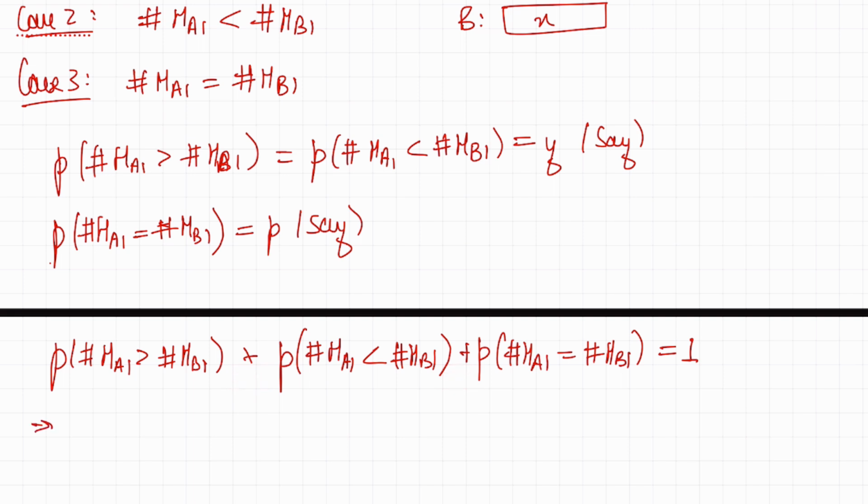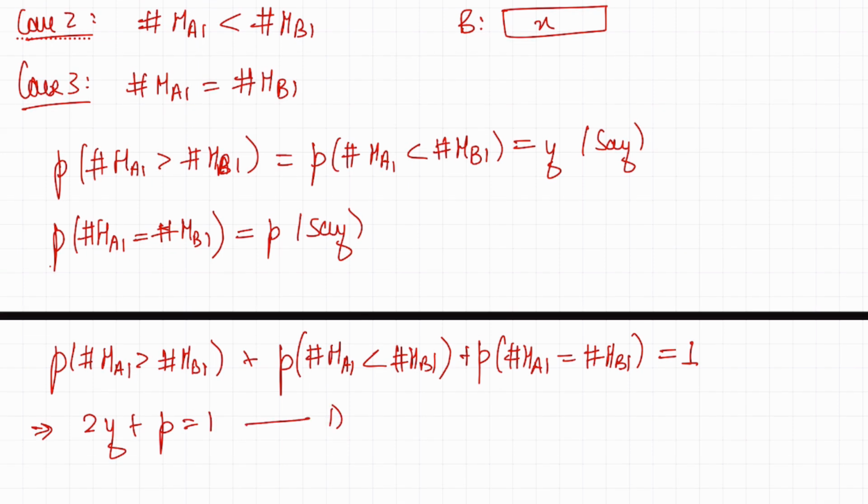Okay, now let's write this equation. Why am I doing this? Because this is just a simplification or some observations we are seeing in segment 1. Okay, so this basically gives us the equation 2y plus p is equal to 1. Okay, and we're going to remember this equation as equation 1.